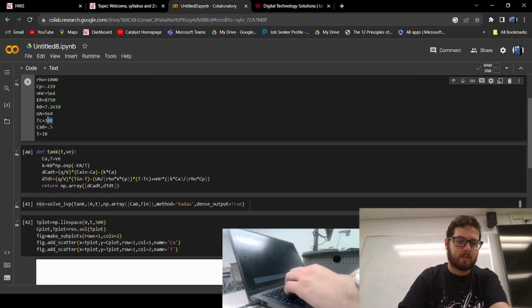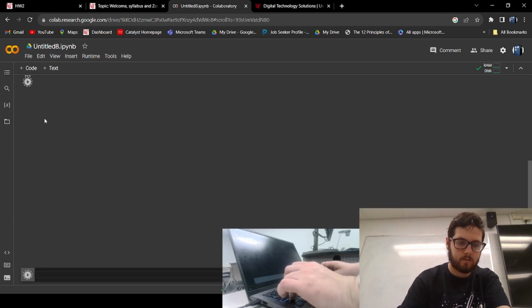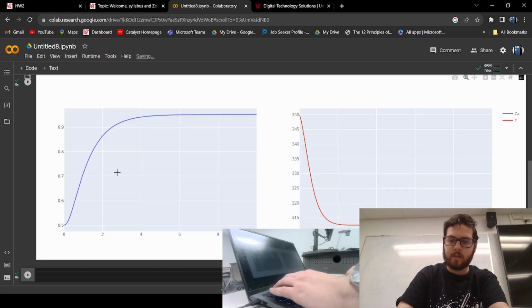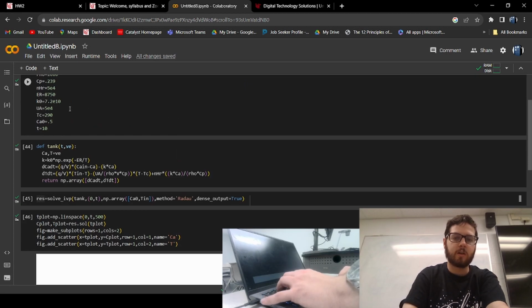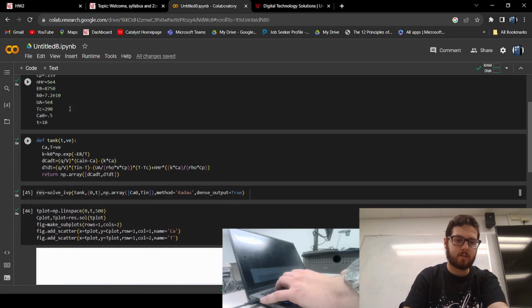But if I set this to 290, it works as expected. The concentration rises and the temperature falls. So the cooling water does work. Even with just 20 degrees of temperature difference can mean a whole lot of variation in this.